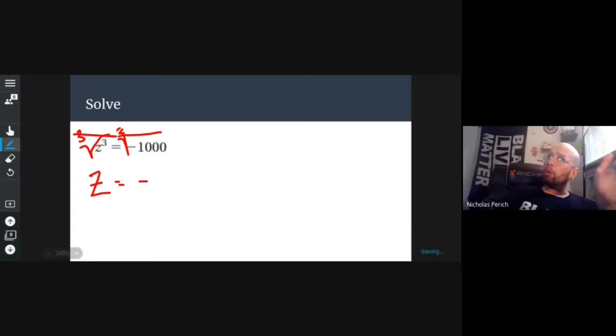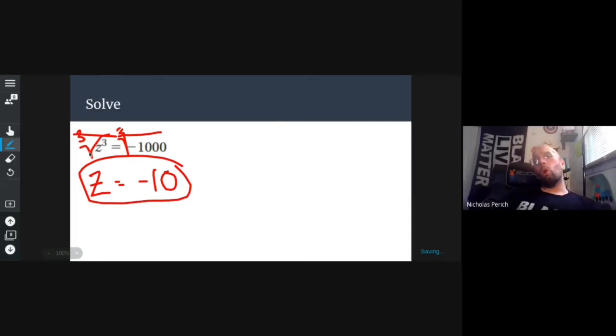And as we learned from before, the cube root of 1,000 is 10. So the cube root of negative 1,000 is negative 10. Z equals negative 10. What this means is negative 10 times negative 10 times negative 10 is negative 1,000. Negative 10 times negative 10 is 100. So 100 times negative 10 is negative 1,000.